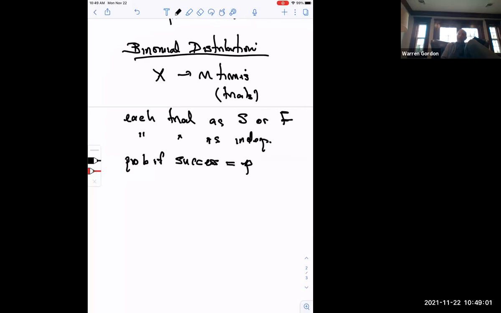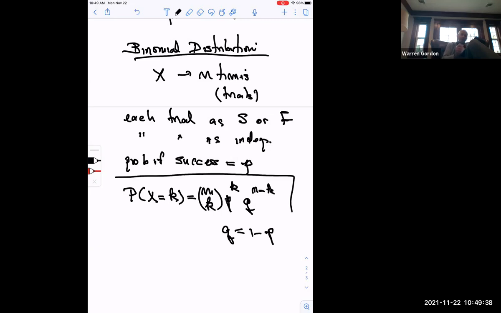Then I showed the other day that if X is the number of successes, the probability that X equals k just turns out to be, assuming I do the experiment n times, n choose k, p to the k, q to the n minus k, where q is the complementary probability of failure. And that's the basic result of the binomial distribution.